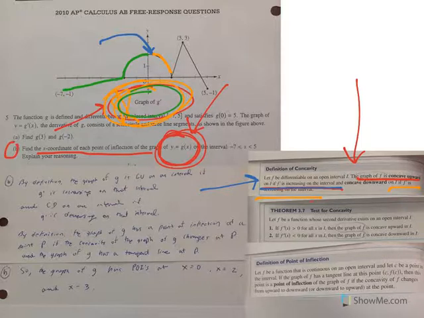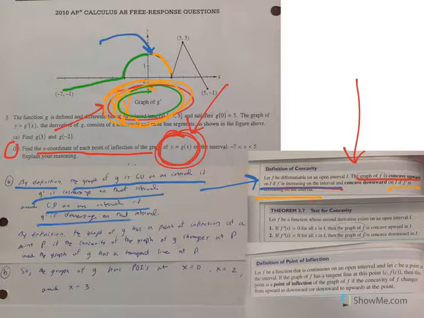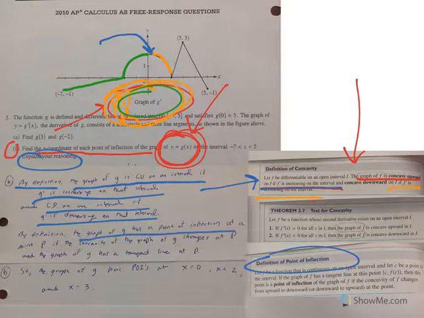So let's look at that here. By definition, the graph of g is concave upward on an interval if the derivative is increasing on that interval, and concave downward on an interval if the derivative is decreasing on that interval. And by definition, we're just referring to the definition to explain, right? Because it says here, explain your reasoning. By definition, the graph of g has a point of inflection at a point P if the concavity of the graph changes at P and the graph of g has a tangent line at P.